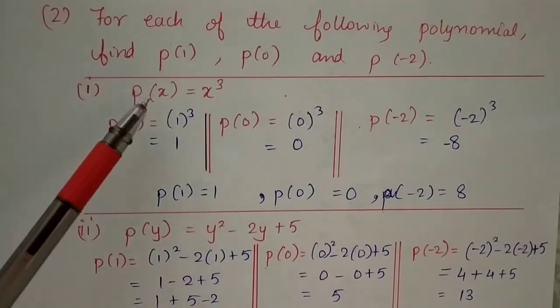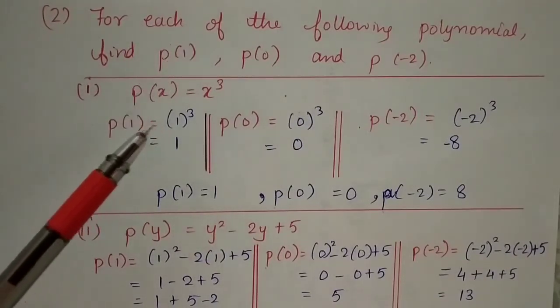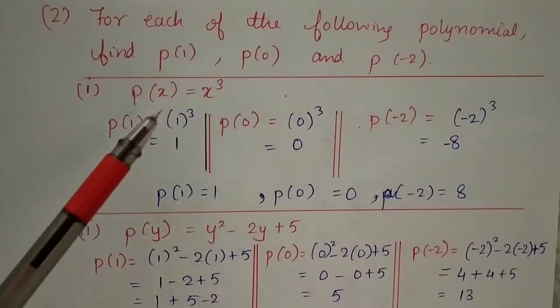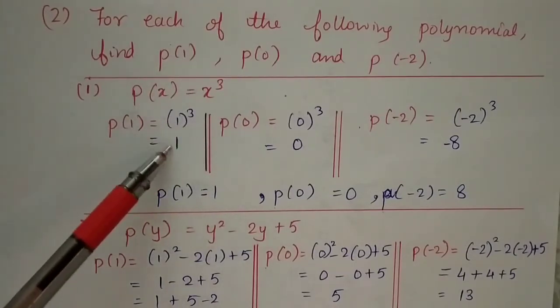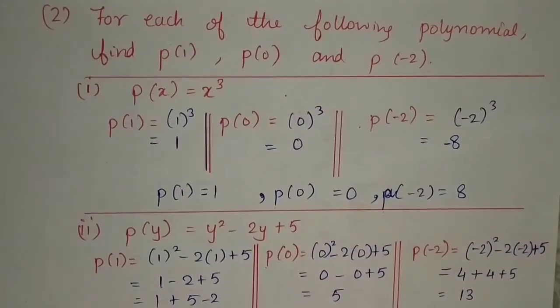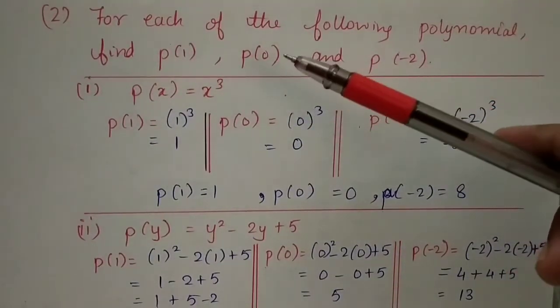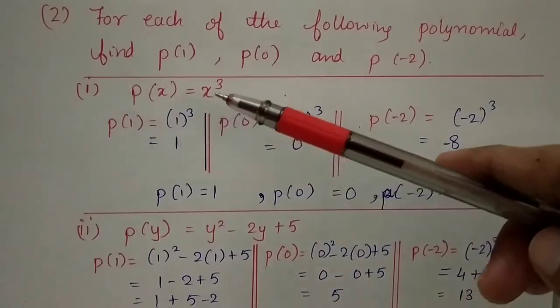Now p, in place of x we are going to put 1, so 1. Okay, x cube, so in place of x, 1 cube will be 1. Okay, next here we need to find out p of 0. So p of 0 is equal to, what is the polynomial here?